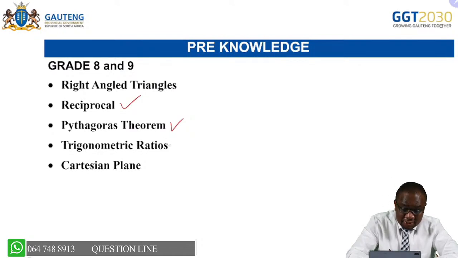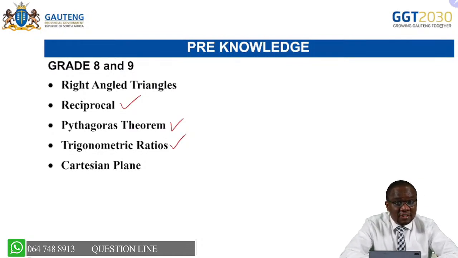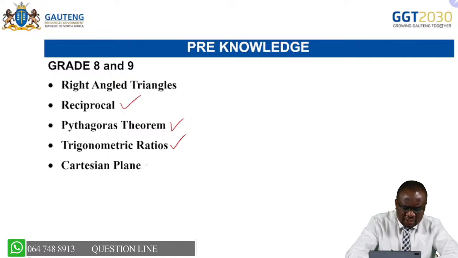And then trigonometric ratios. Do you still remember them? Sine of angle theta, which is sine theta. Cosine of angle theta, which is cos theta. Then tangent of angle theta, which is tan theta. And then the Cartesian plane.